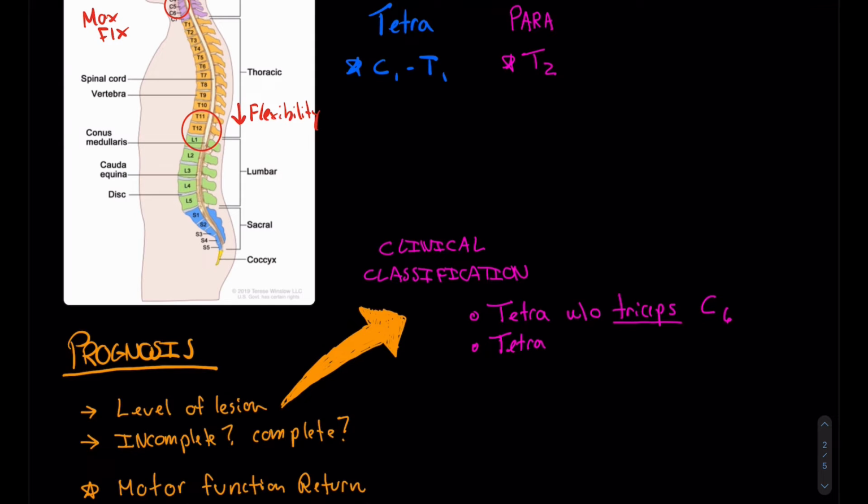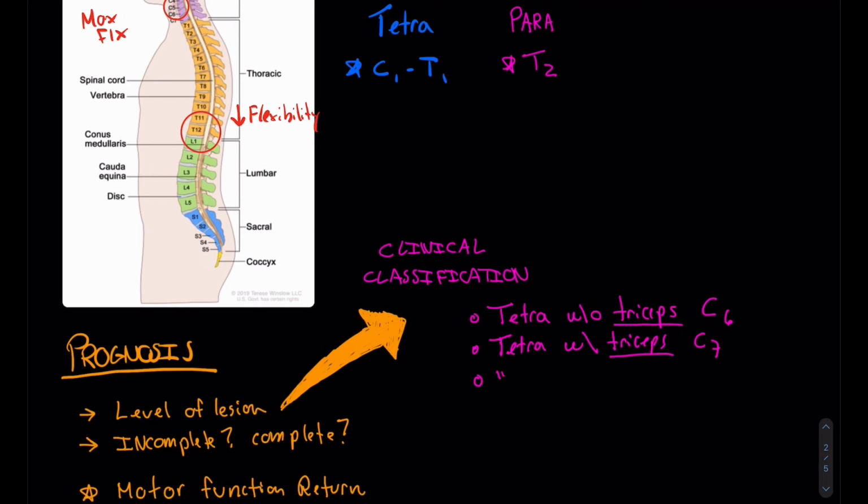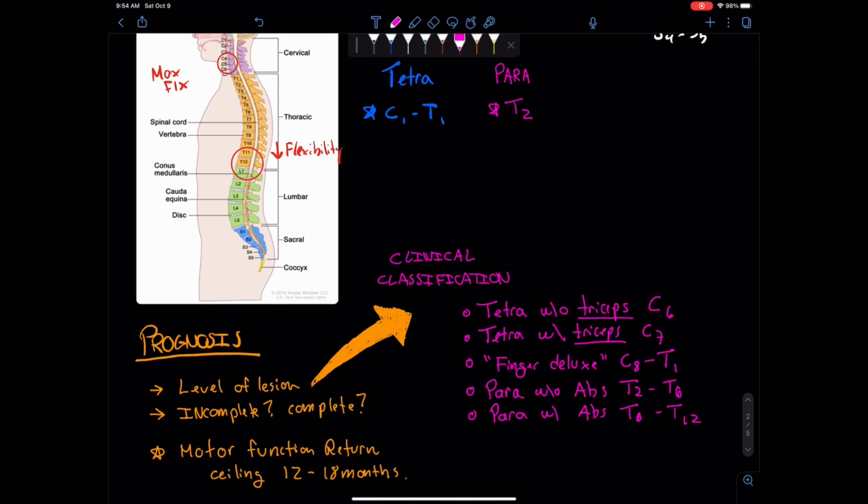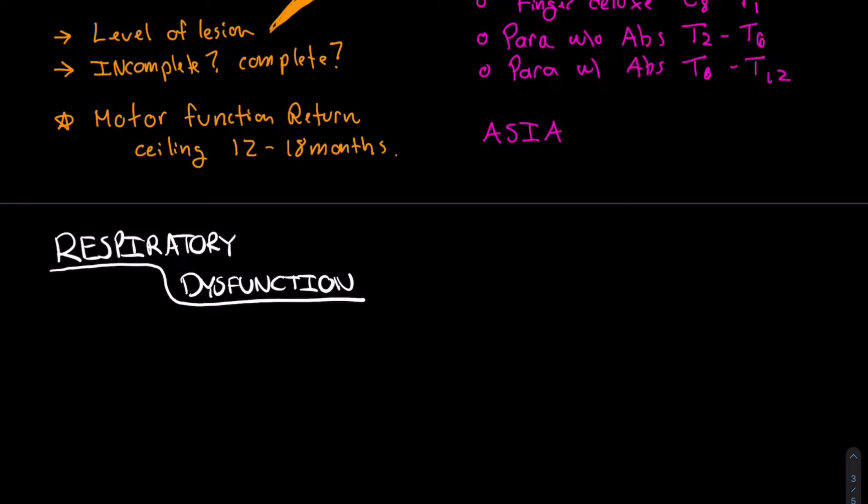A patient with motor function in his triceps will be way more functional just because triceps are so important for transfers. And then we have something my professor calls the finger deluxe. These patients will have preserved motor function for their fingers, and so they have the luxury to use their hands to do different things. Then we enter paraplegia, and we have without abs, and then paraplegia with abs, and with abs the prognosis is a lot better. Again, it's for transfer reasons, just general mobility.